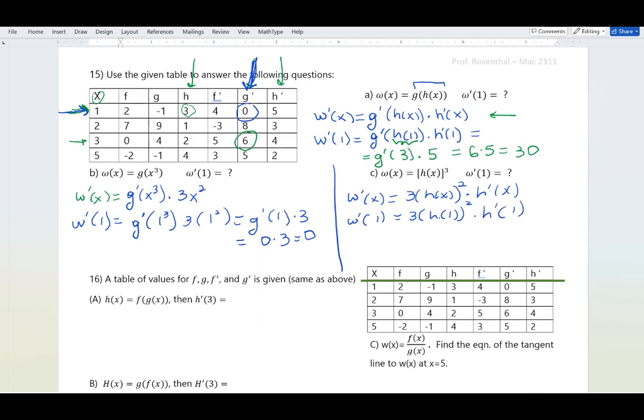And now I can go to the table. So what do we know about h of 1? That it is 3. So it's going to be 3 times 3 squared times h prime of 1. So h prime of 1, that is 5. So we have 3 times 9, or 27, times 5. And that will be 135.